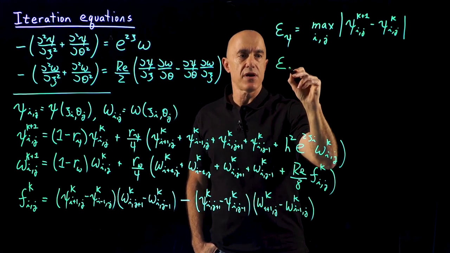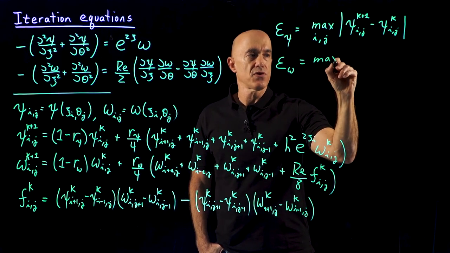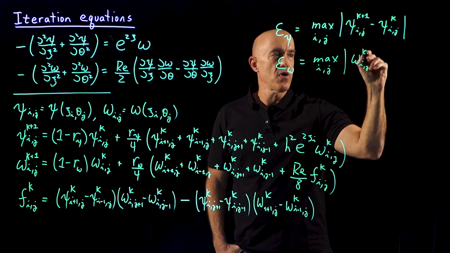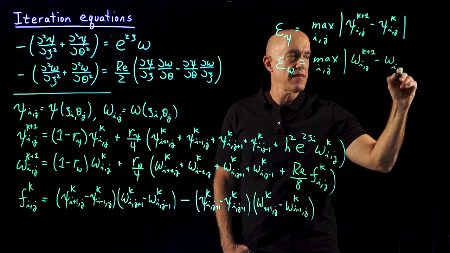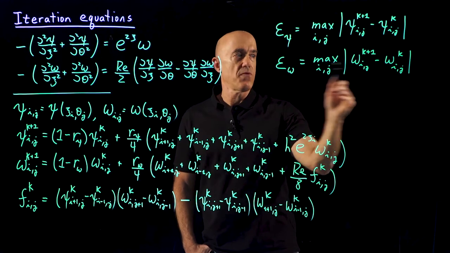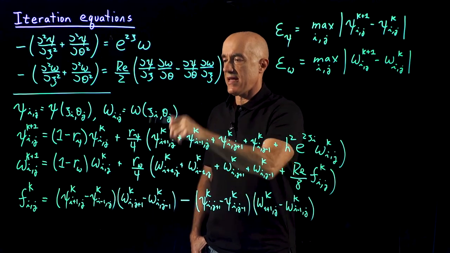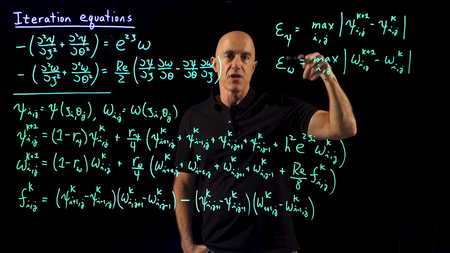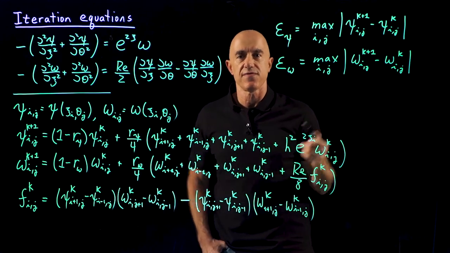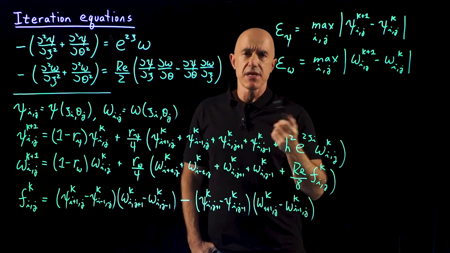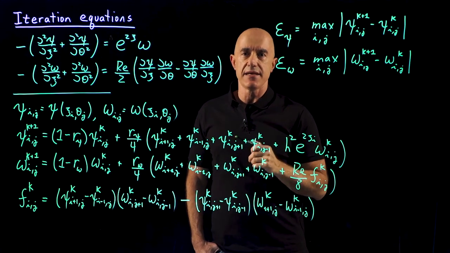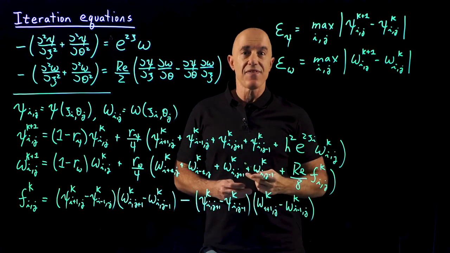Similarly, we have an error parameter in the vorticity defined in almost the same way: the maximum over all the grid points of the absolute value of the vorticity at the k+1 iteration minus the vorticity at the k iteration. So this will give us the convergence error in the omega equation. So the idea then is that we iterate these. We measure epsilon psi and epsilon omega. And when these are smaller than some tolerance, we can stop the iteration and say the solution has converged. Typically, I set the tolerance to something like 10 to the minus 8. So when the largest change on the grid is less than 10 to the minus 8, the iteration will stop and we'll have our solution.